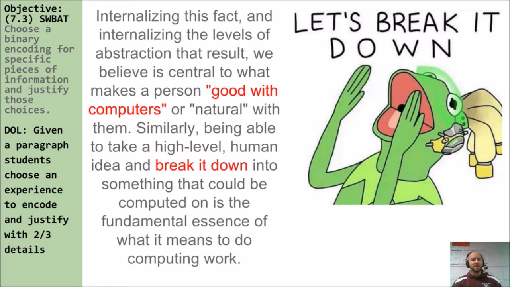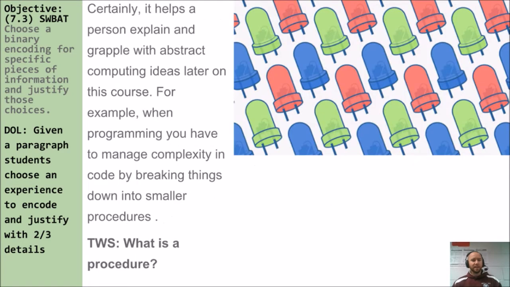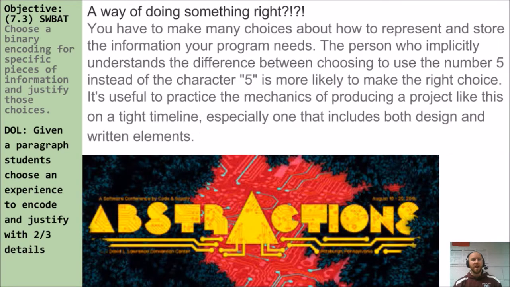Similarly, being able to take a high-level human idea and break it down into something that could be computed on is the fundamental essence of what it means to do computing work. Certainly, it helps a person explain and grapple with abstract computing ideas later on. For example, when programming, you have to manage complexity in code by breaking things down into smaller procedures. Think right here, what is a procedure? So, abstraction, a way of doing something, right?